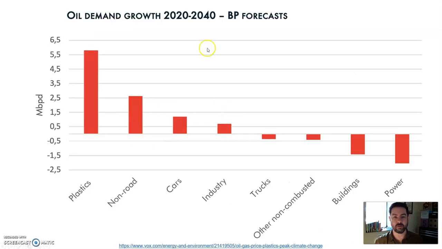Oil demand for the next 20 years, plastic is going to grow. Cars and trucks will kind of be less, but plastics are going to be the biggest demand, right? Oil companies still want to make money. They're going to funnel a lot of that oil into plastics. You just watch. That's the prediction. All right.